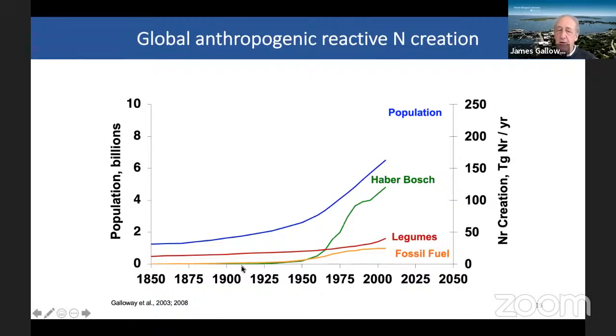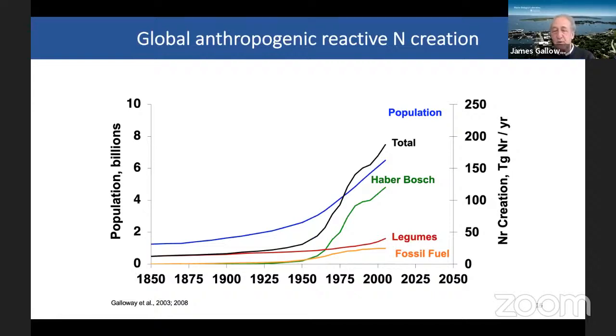It started out here for World War I purposes primarily, and then really took off as the population of the world started to grow, and you needed to have more nitrogen available to grow food for the world's population. This ends in 2005. Here we are in 2020, and the lines essentially keep on going straight up. How does this compare to what nature does?